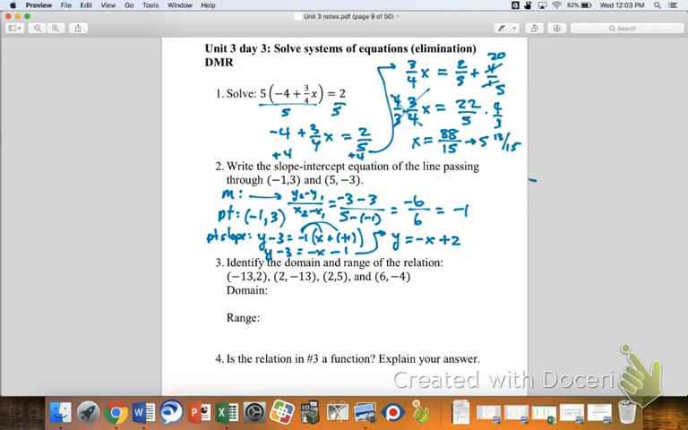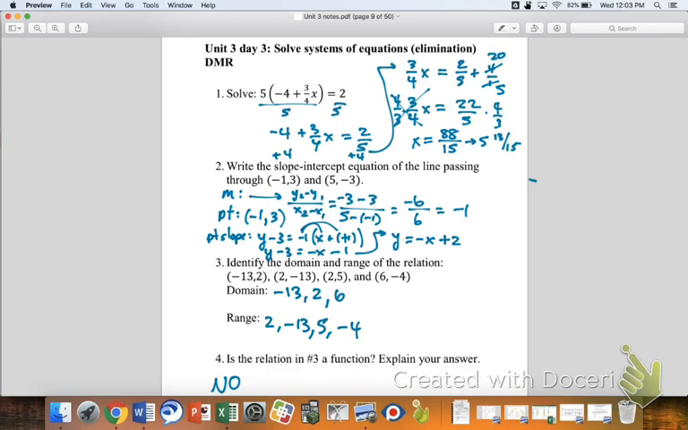All right, fair enough. Let me list out the domain really quick. Domain is negative 3, 2, and 6. Range is 2, negative 13, 5, and negative 4. And then number 4, yes or no? Is number 3 a function? No. No is correct. And what is the offending input? What makes it not a function?